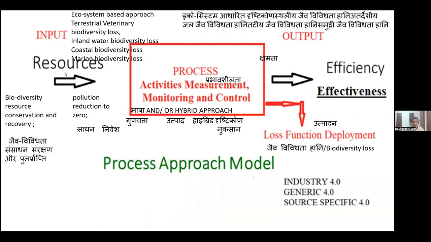And this is how this particular process approach, this is called the cross-functional method, that is very important instead of the functional method, that is very important to conserve the biodiversity, resource conservation recoveries, and terrestrial, as well as the biodiversity loss that has taken place. So it is called process approach. This particular method is used to mitigate the loss function.